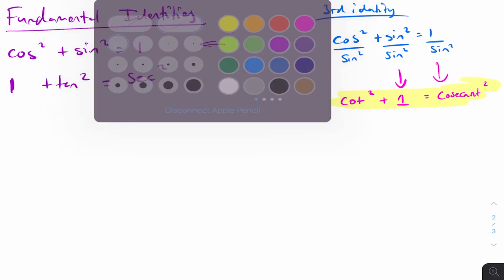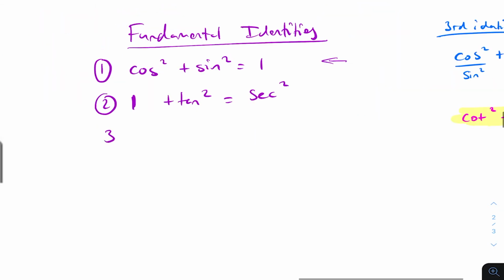So we could write that out here. Identity 3: cotangent squared plus 1 is equal to cosecant squared.